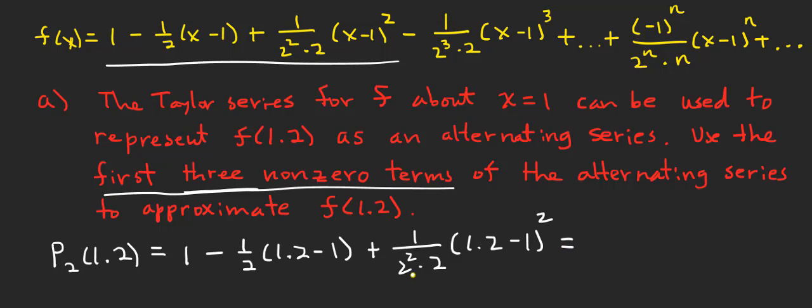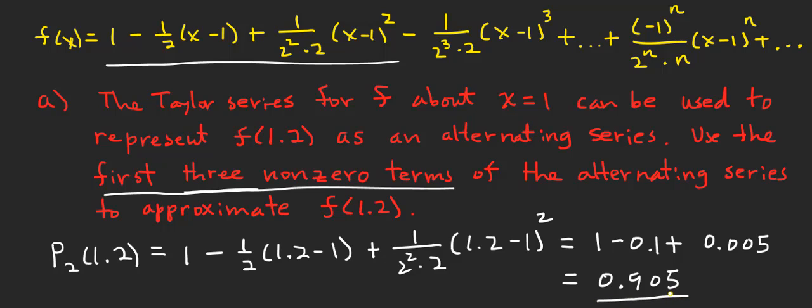After you simplify this, you get 1 minus 0.1 plus 0.005, which is equal to 0.905. So this is the approximation of f of 1.2.